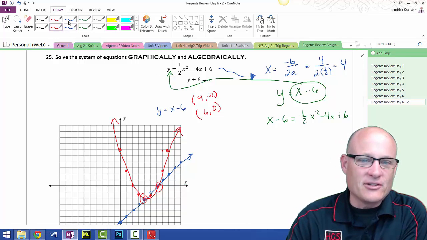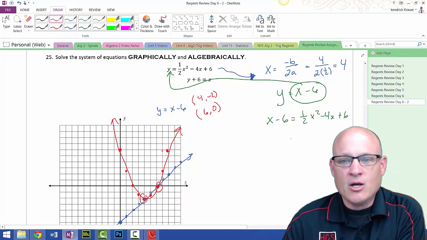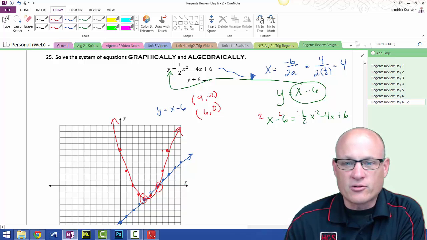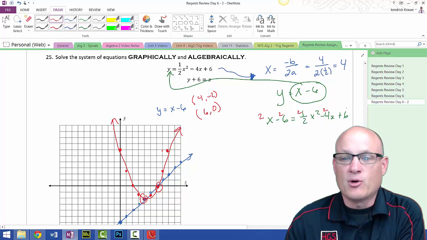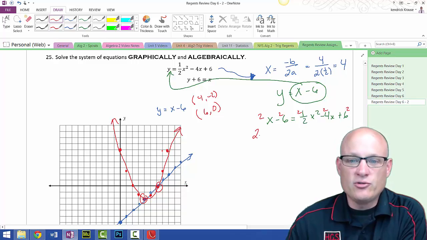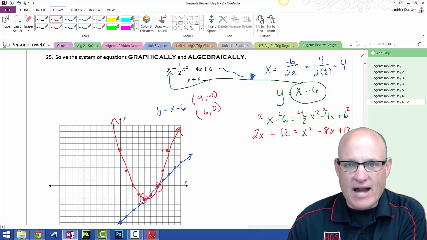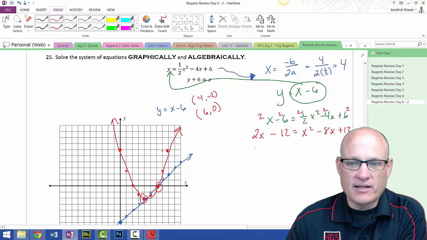All right, guys. Seriously, don't whine about the fact that there's a 1/2. The way you get rid of a 1/2 is you just go through and you multiply everything through by 2. You're basically multiplying both sides by 2. So you get 2x minus 12 equals x squared minus 8x plus 12. That's a beautiful method. I'm not gonna lie, it's beautiful to get rid of fractions because we hate fractions. Fractions make us cry.